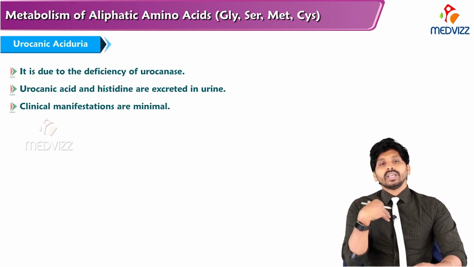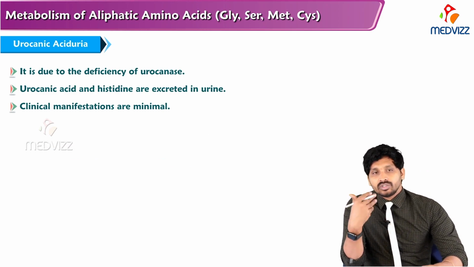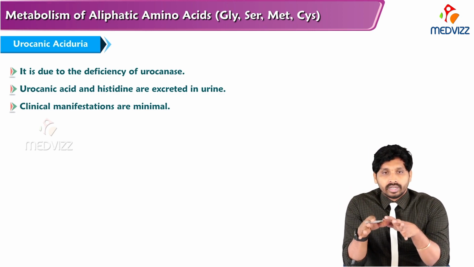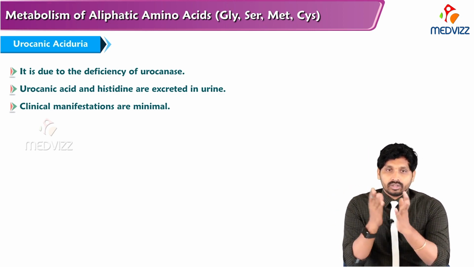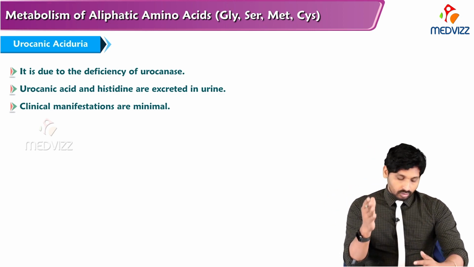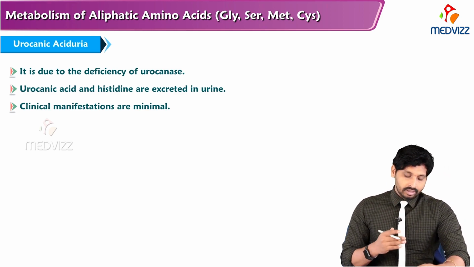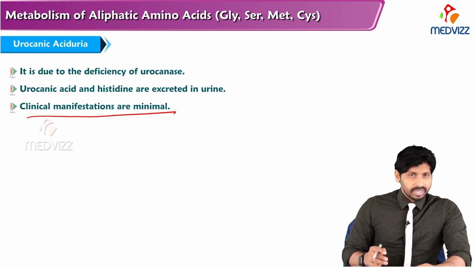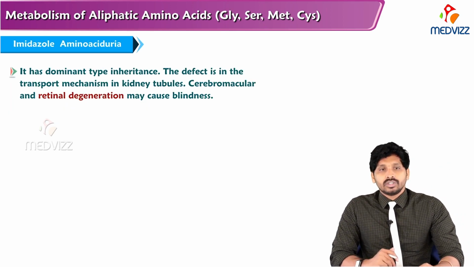Next is urocanic aciduria. What is this urocanic aciduria? It is due to deficiency of the urocanase enzyme, where histidine is converted into urocanic acid and then it cannot be further converted because of the urocanase deficiency. So this urocanic acid starts excreting in the urine, leading to the condition urocanic aciduria. Clinical manifestations are minimal.